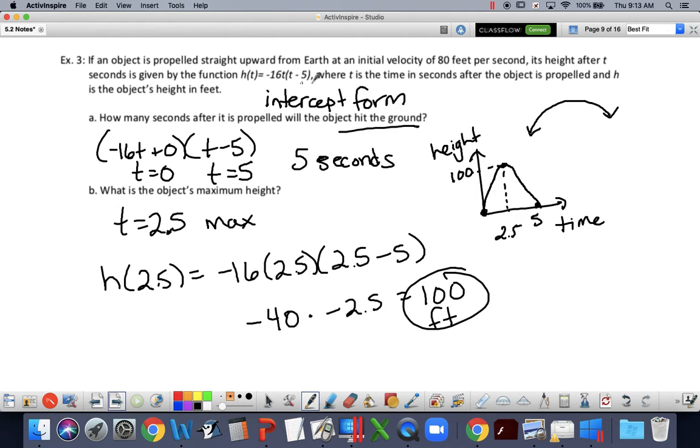So really looking at the form that is given to you and then kind of exploiting that, right? Understanding, oh, with this form, it gives me my intercepts. With this form, it gives me my vertex. Use that form to your advantage because it will really kind of help you answer these questions more quickly.